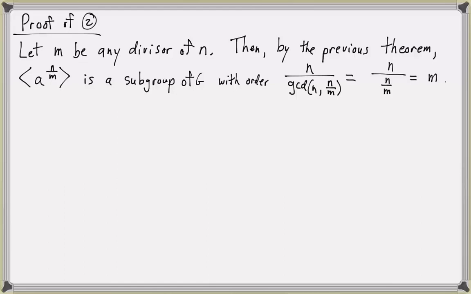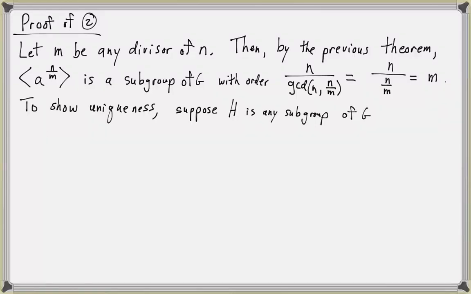Now we need to show uniqueness, that is, that there's exactly one cyclic subgroup of order M for any M dividing N. So to show uniqueness, let's suppose we have any cyclic subgroup of order m. So suppose H is any subgroup of G with order m, and we're going to show that H actually equals the cyclic subgroup generated by A to the n over m.